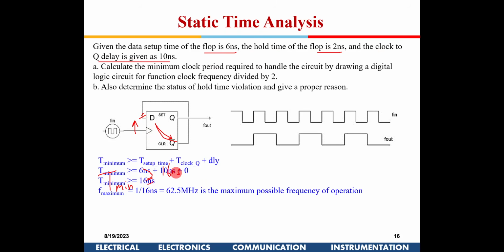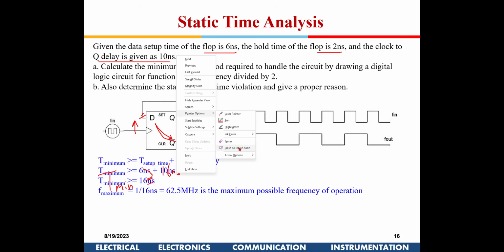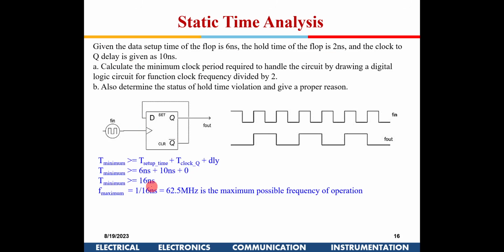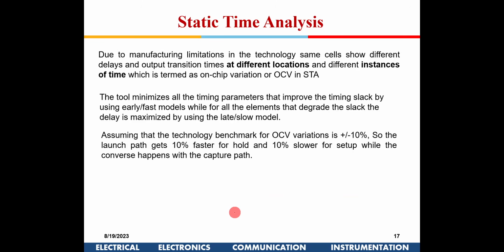So T minimum is 1 by 16 nanoseconds, which comes out to be 62.5 megahertz. And there is no hold violation in this particular circuit.